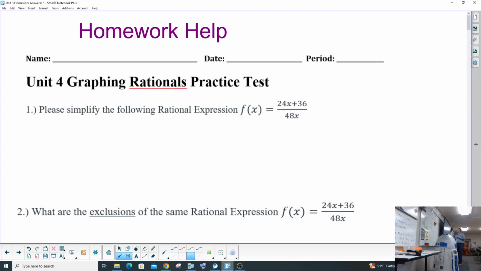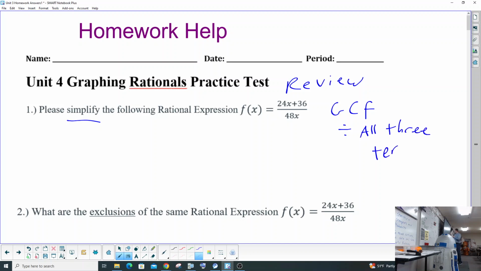Okay, here we go. So number 1 is going to be on the test, and it's not as hard as it looks, even though a lot of you got it wrong last time on the other test. It's a review. It's a 5-word review question. And so all it wants you to do is simplify. It just wants you to find the GCF, the greatest common factor, and then divide all 3 terms.